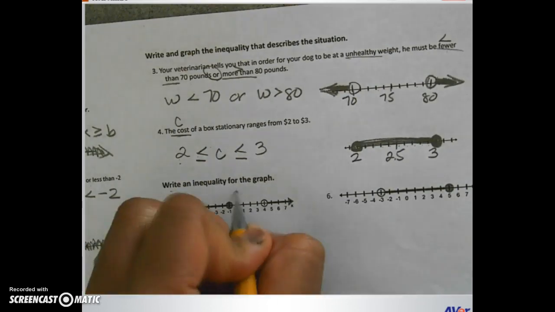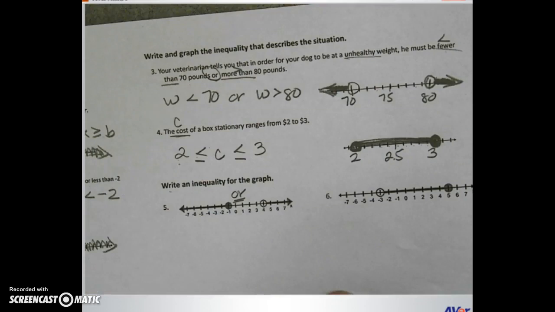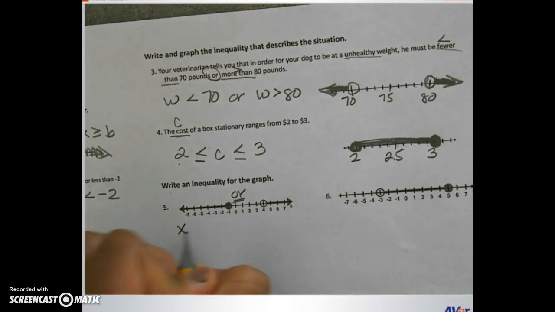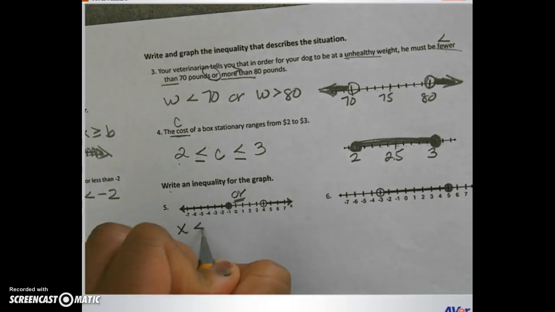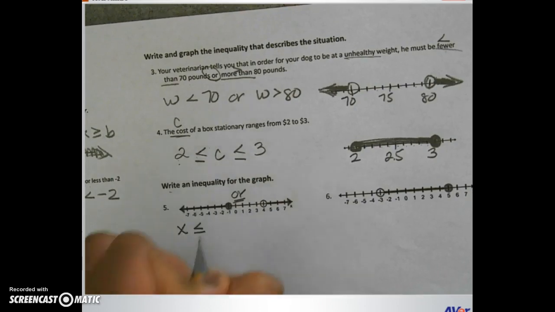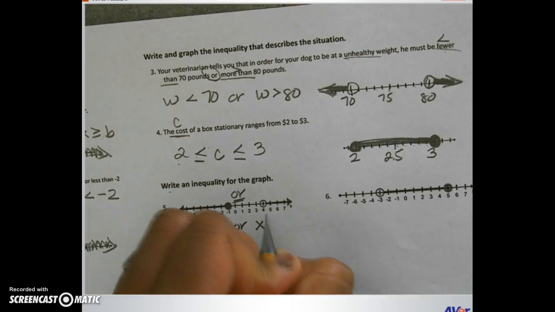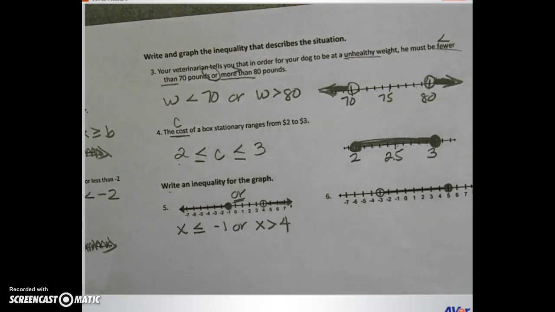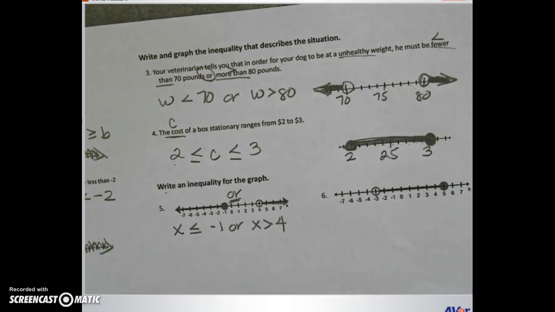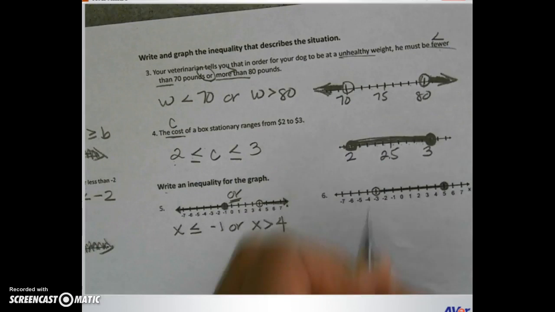This is an OR statement because they're going in two separate directions. And this is x is less than or equal to, because it's closed circle, -1, or x is greater than, for this area to the right, greater than 4. There we go. Now, I kind of like going from the graph to and statements.